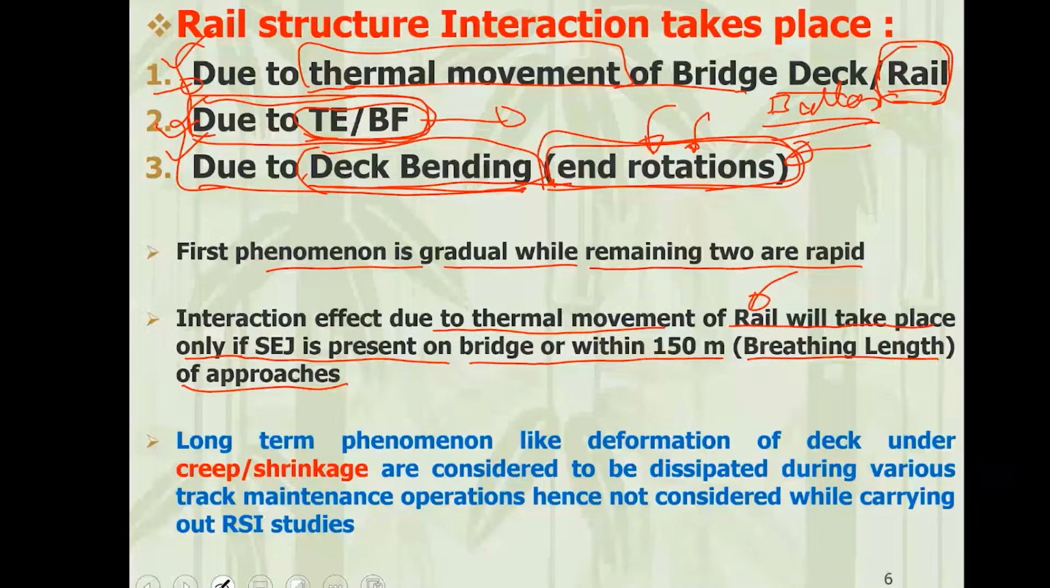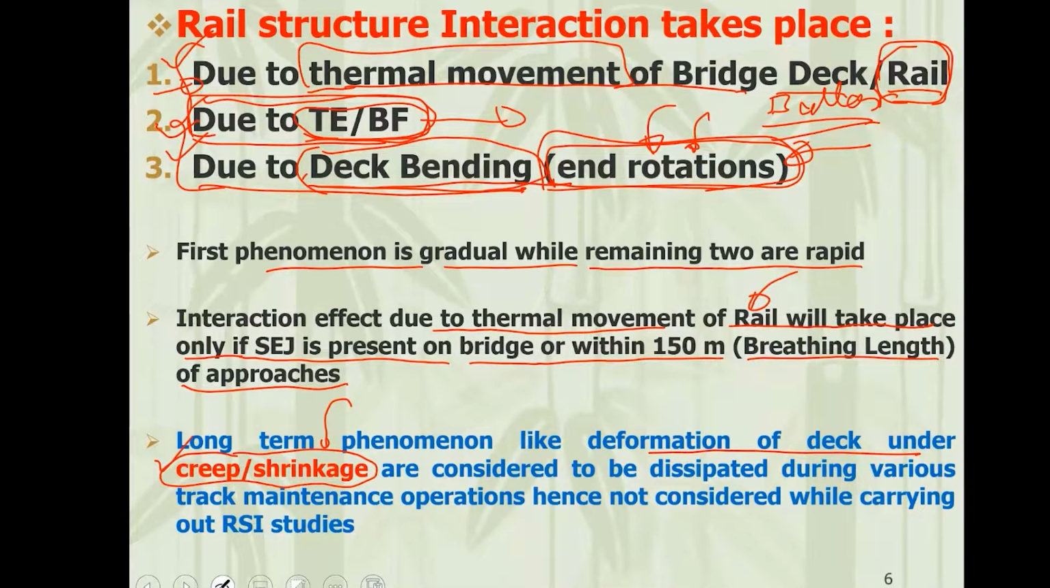Now there are some long-term deformations also, like deformation of deck under creep and shrinkage. We know that in a concrete structure, the creep and shrinkage will take place. Shrinkage is not that long term. Most of the shrinkage will take place in the initial 2-3 months time, right? And normally a bridge is commissioned, maybe it takes 2-3 months time to commission after it is constructed. So basically shrinkage is not much, but creep can be significant over the life of the structure.